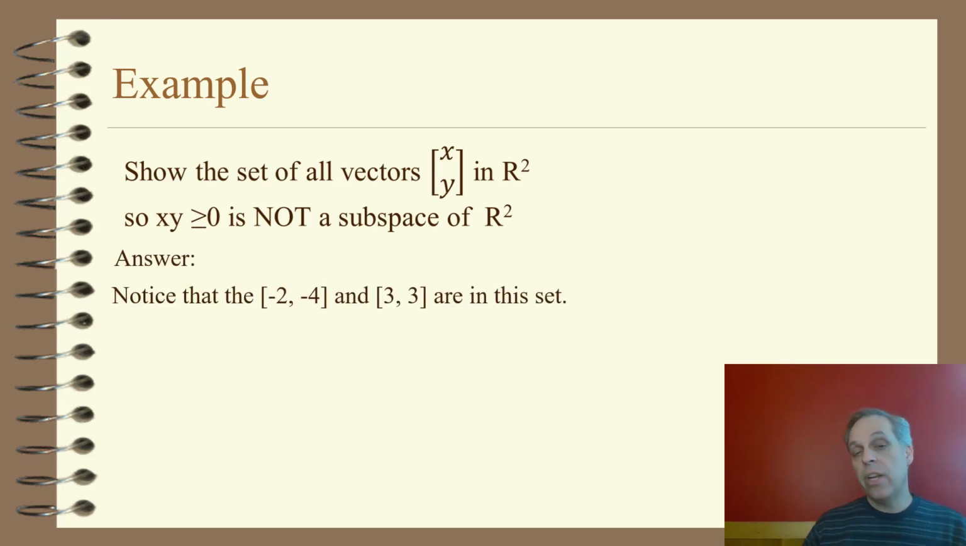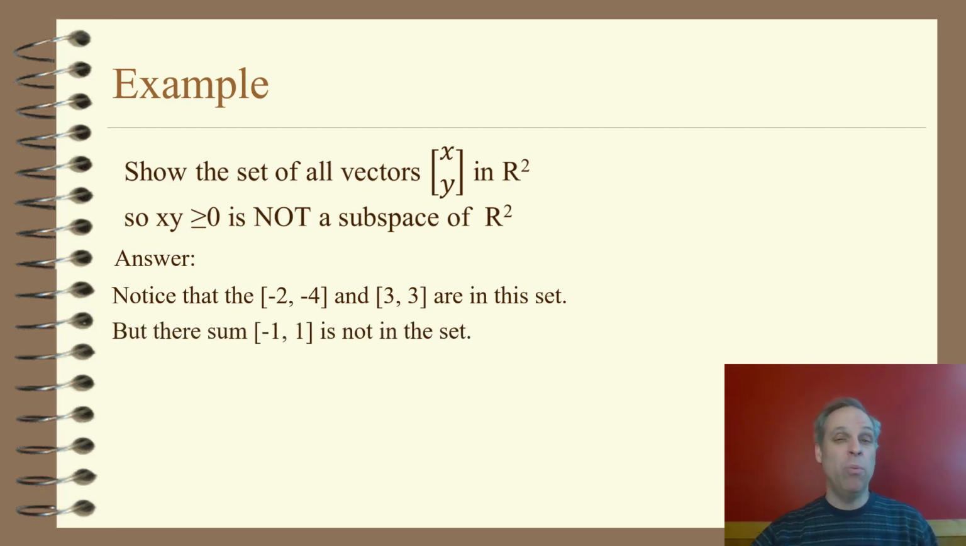In this case, if you take the vector -2, -4, notice that the product is positive, and take the vector 3, 3, notice that the product is positive. Those two vectors are definitely in this set, by definition. But when you add them, you get the vector -1, -1... actually, 1, -1, but that's not in the set, because the product of those entries is -1. It's negative.